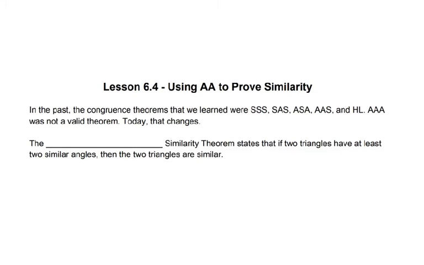Now, we learned back in Geometry A that there were these 5 congruence theorems, and we were told that this one, AAA, was not valid. Today, that's not true. The angle similarity theorem tells us that if two triangles have two congruent angles, that's a typo on my part, the two triangles are similar. So this is our goal.